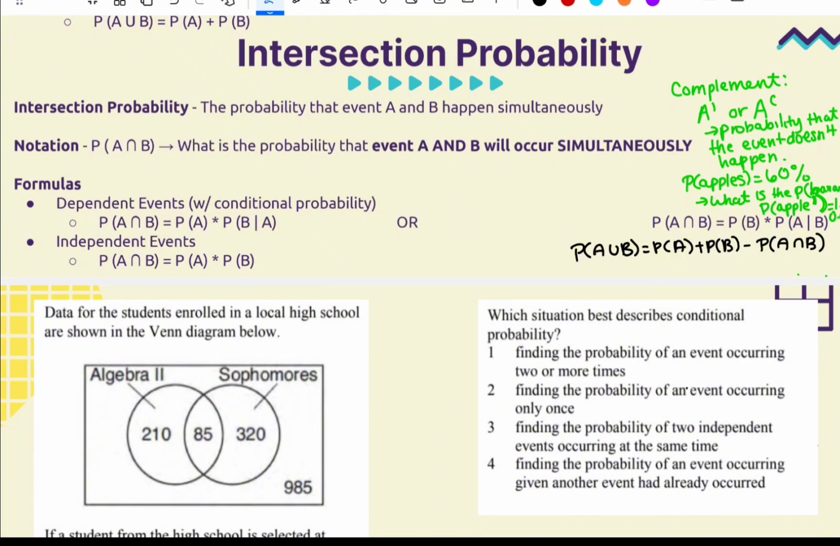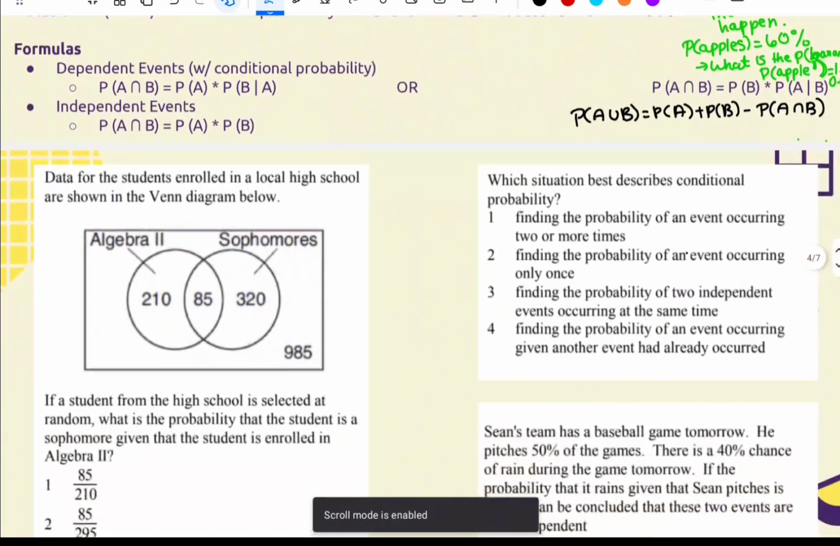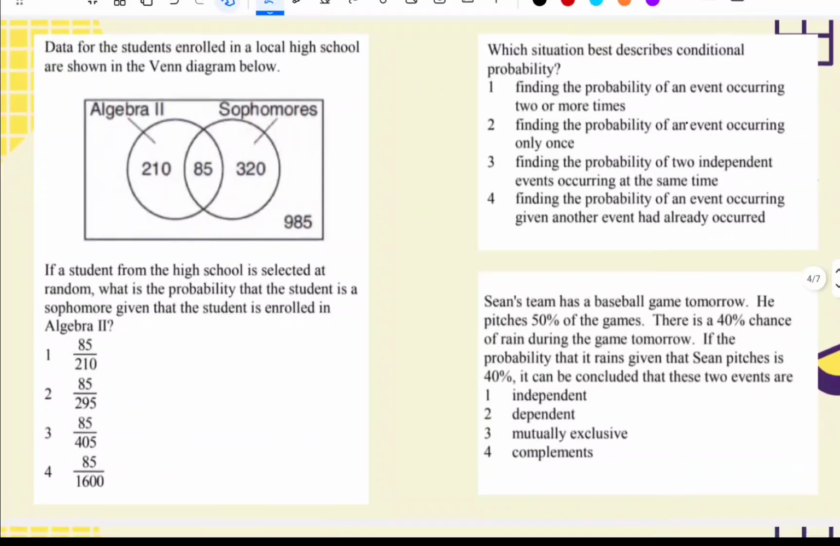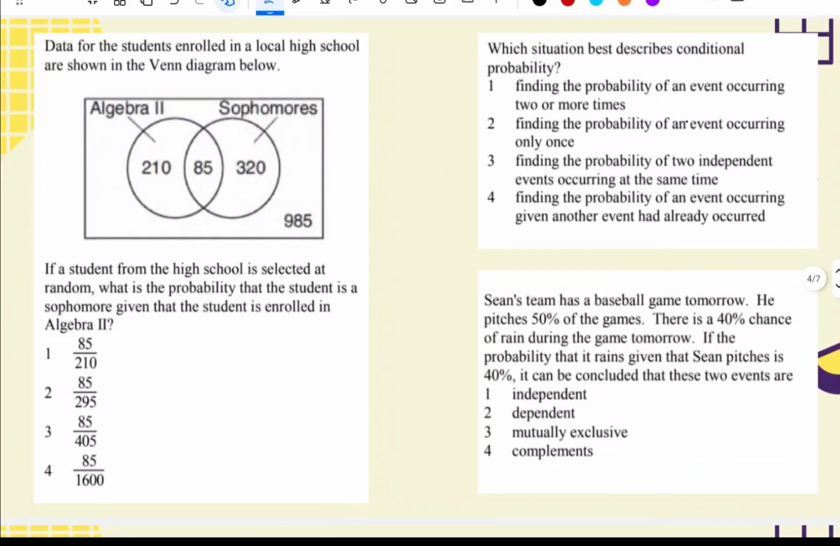So, now that we've reviewed the rules and the components of probability, let's practice some questions. This first question says, data for the students enrolled in a local high school are shown in the Venn diagram below. If a student from the high school is selected at random, what is the probability that the student is a sophomore given that the student is enrolled in Algebra 2? When we see the word given, keyword for what? Conditional probability.